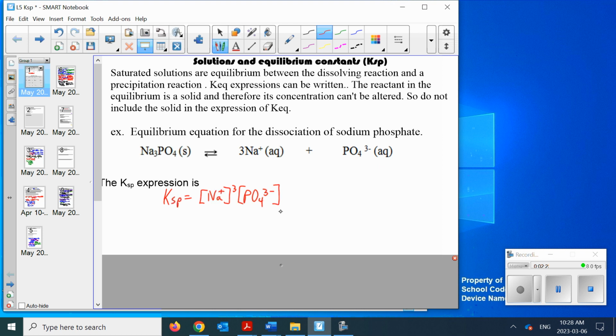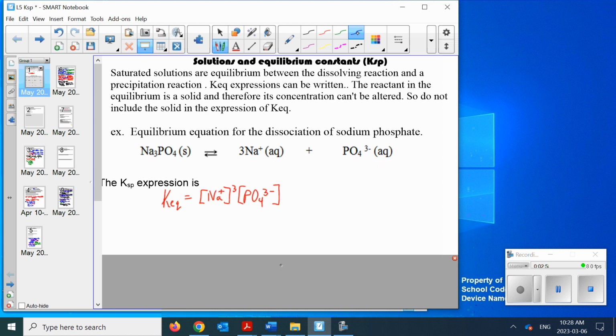That's our Ksp. Or Kq, I put Ksp, I'm sorry. That's what we do know how to do. This is not new, right? Now, what I'm going to do that's new. Products over reactant, the solid surface material.